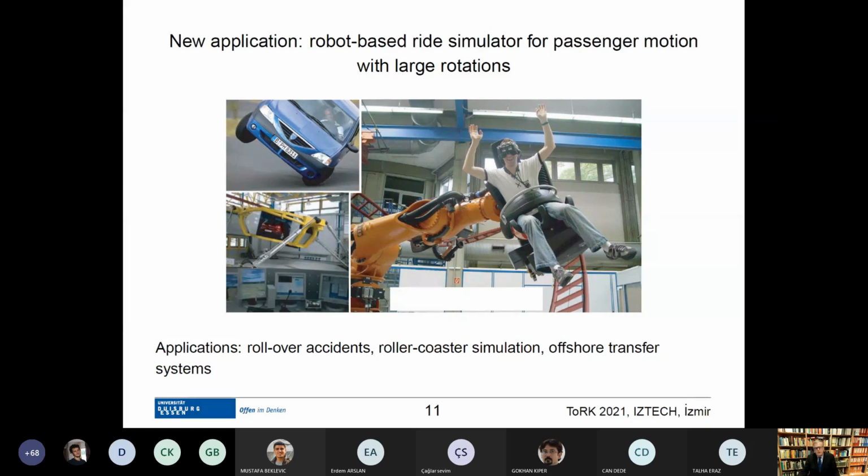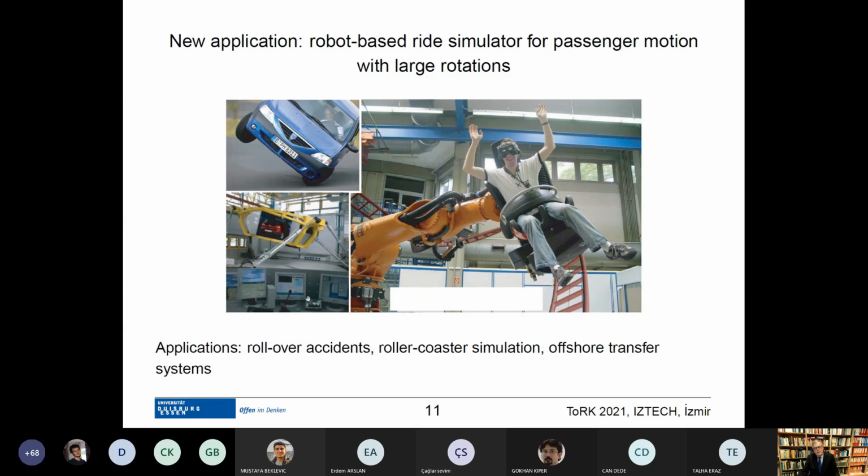Here, this is just a graphical overlaid picture. And so that we can have motions that have large tilt angles, which are larger compared to normal vehicle simulators on parallel platforms. And so we can have much more rotation motion, like in a rollover simulation of a car.